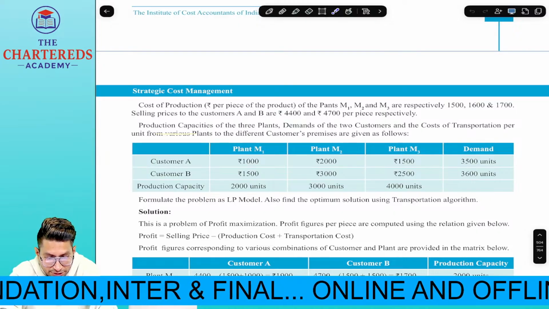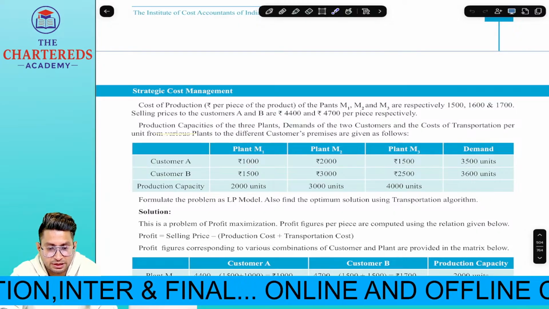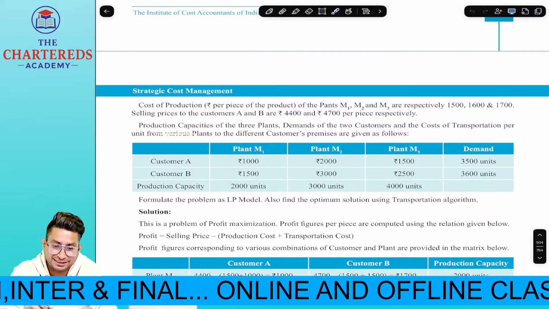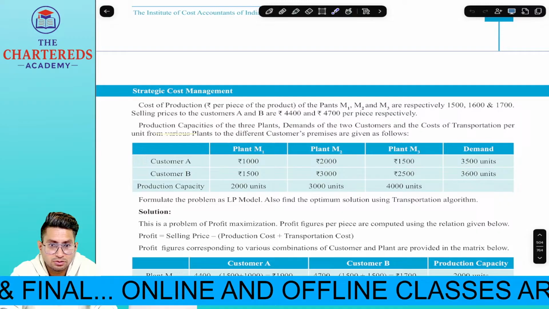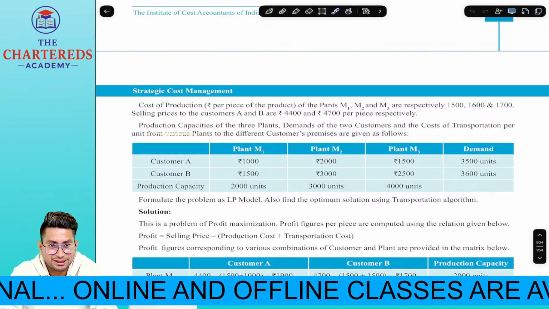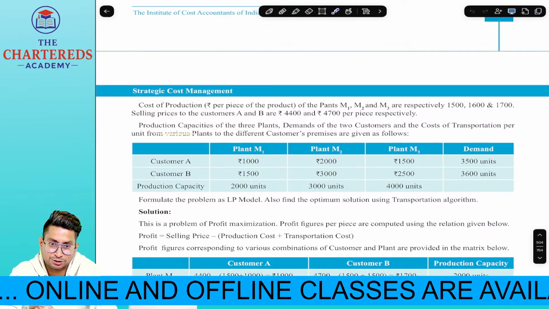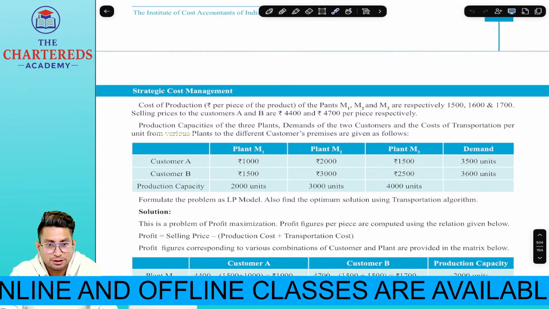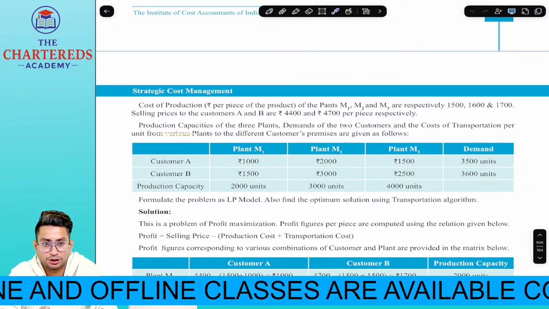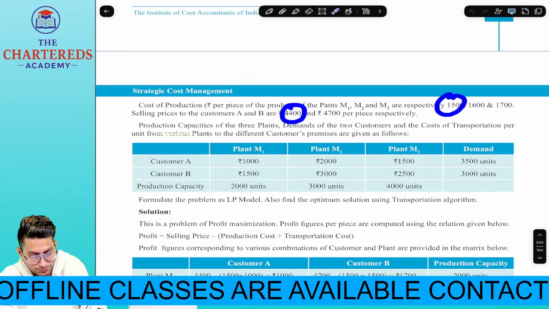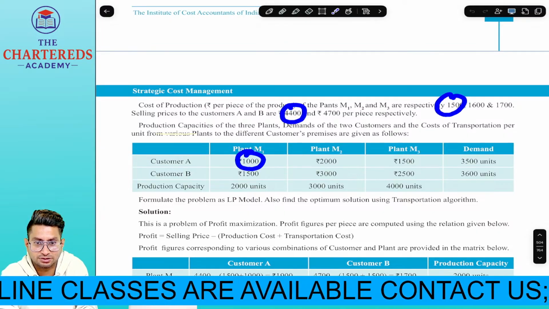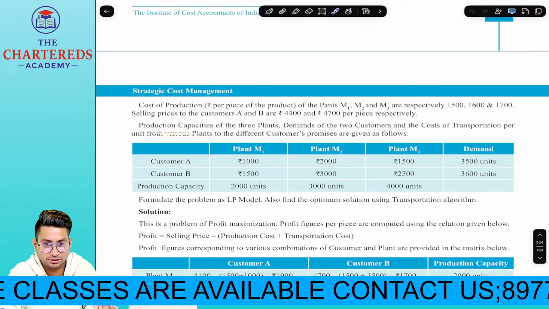Now see the question and tell me, should we go for maximization or minimization? How? They have given us revenue, they have given us cost also. Then you have to first calculate whether it is profit or loss. Selling price minus purchase price minus cost will give us profit or loss. Then we have to decide.